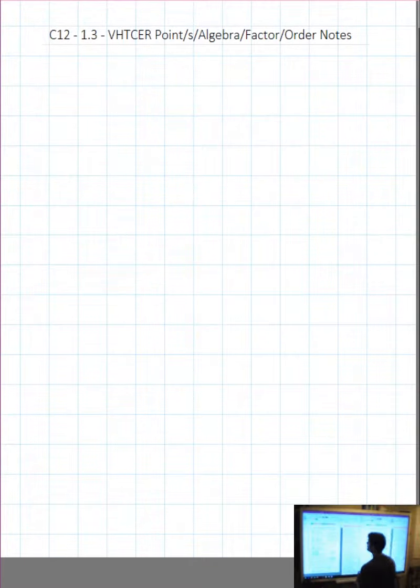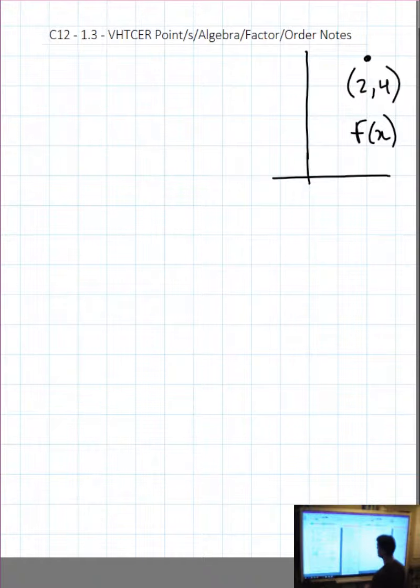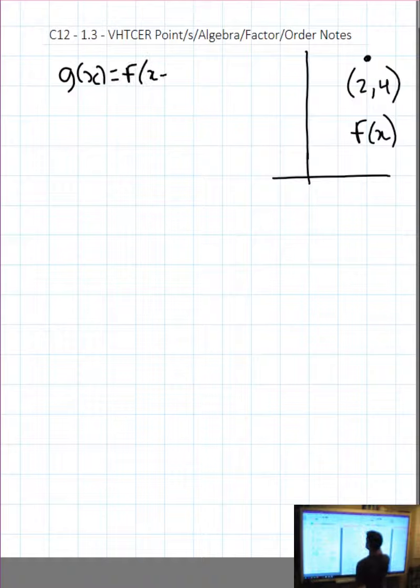Okay, we're going to do a whole bunch of stuff on the point (2, 4). So I'm going to draw a little graph in the top right-hand corner and put the point (2, 4) on the graph and call that a point on f(x), or (x, f(x)) if you like. Now, what if I want to take the function g(x) and say g(x) is equal to f(x − 2) + 3.